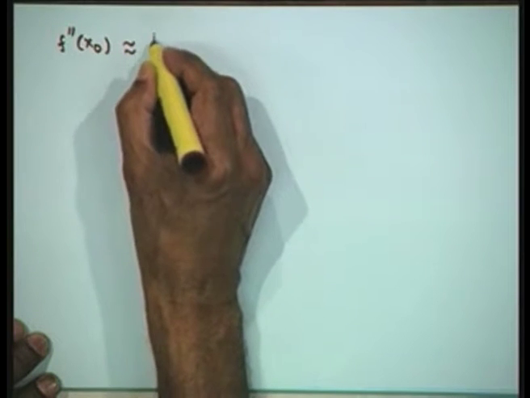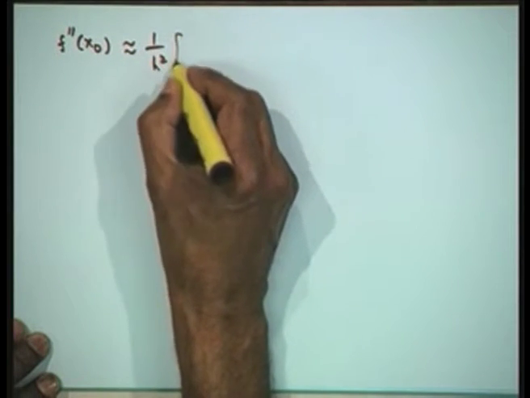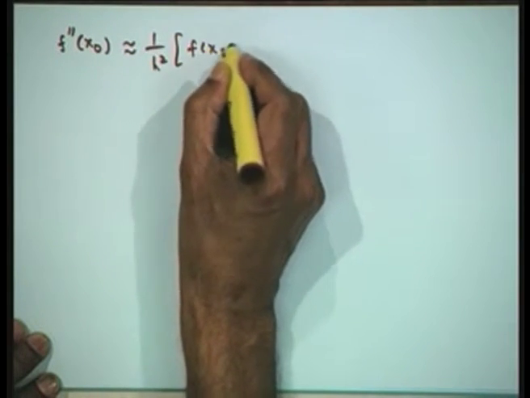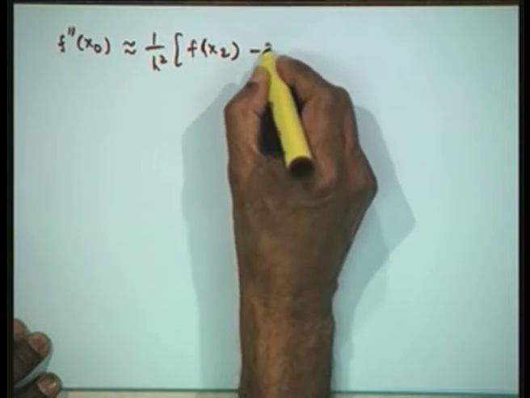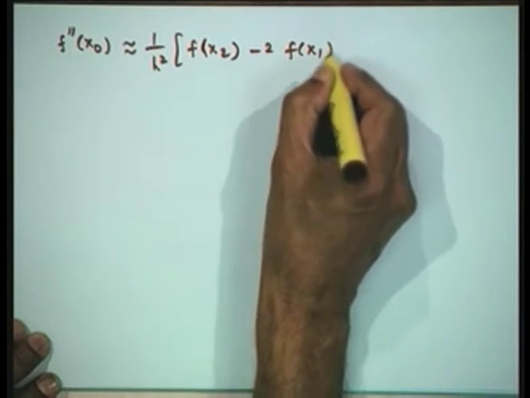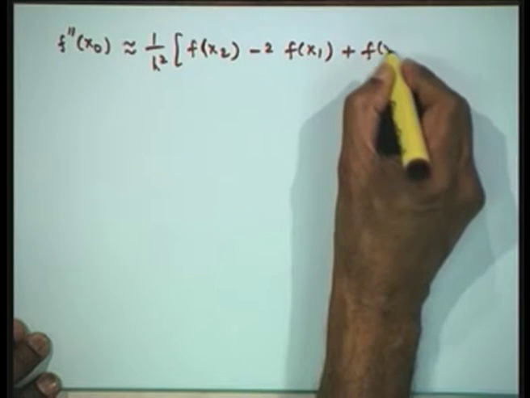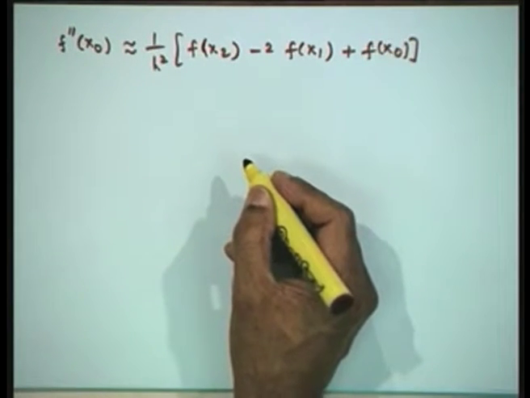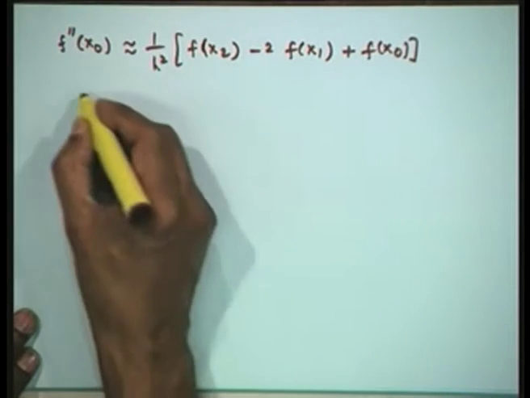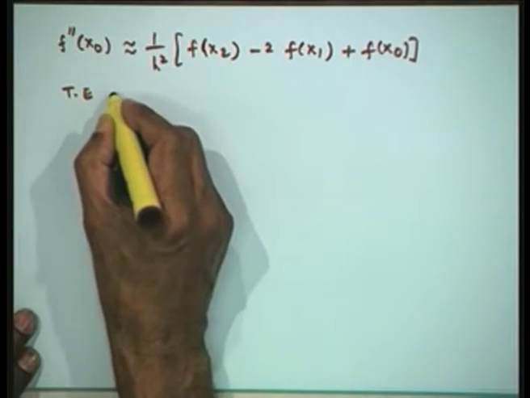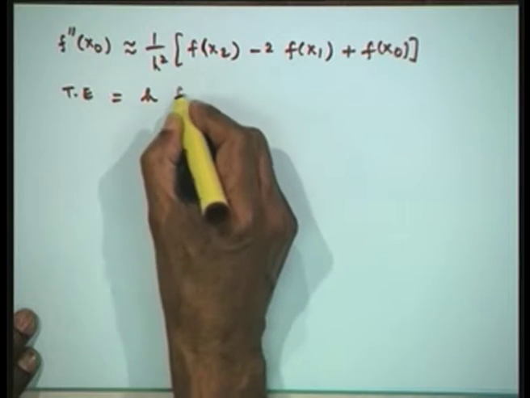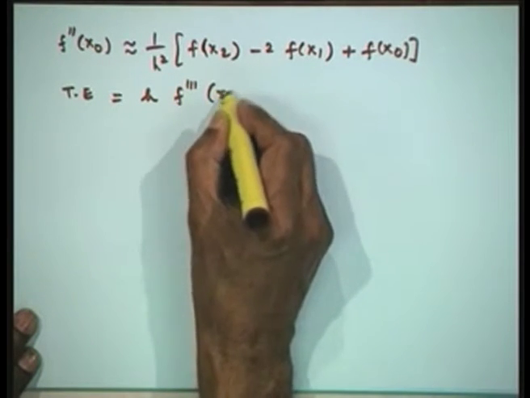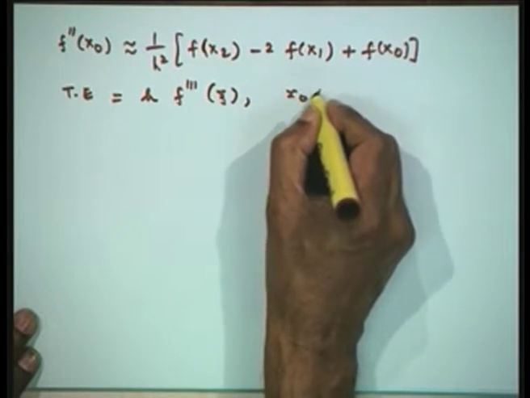x naught is approximately 1 upon h squared f of x 2 minus twice f of x 1 plus f of x 0. Now, we have shown that the truncation error in this formula can be written as h times f triple dash of xi, lying between x naught and x 2.